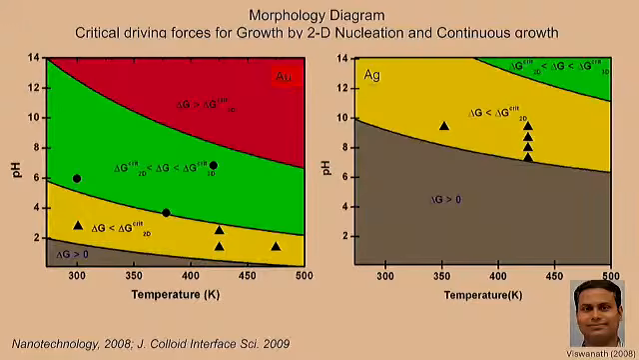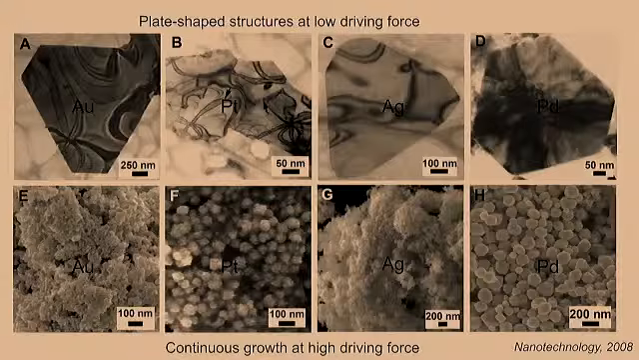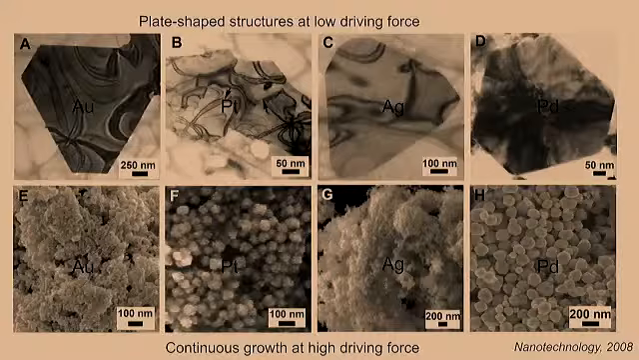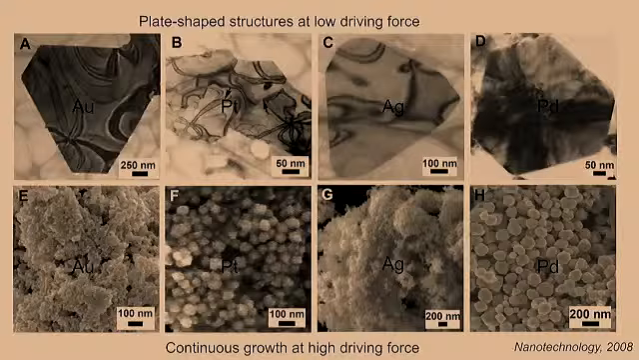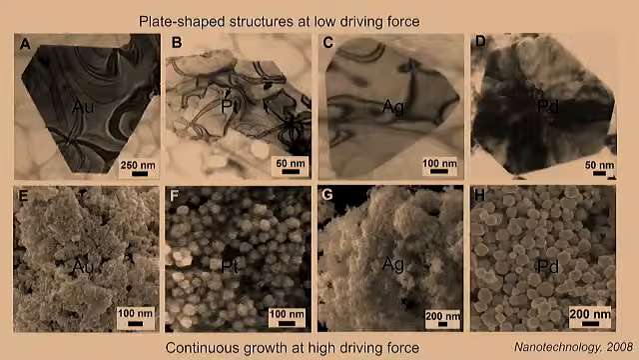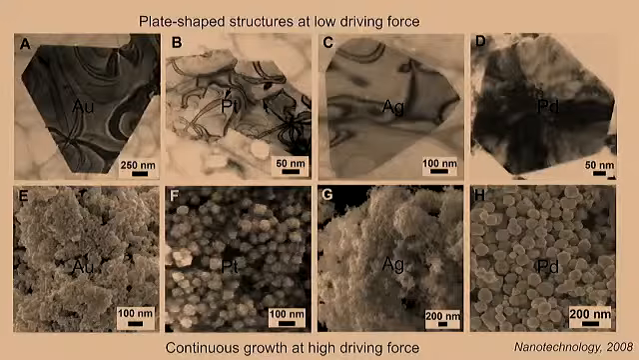And of course, silver is much less noble. It's much more difficult to reduce it using water. Therefore, the gray zone is much higher. And the experimental results: when things grow under low driving forces in the yellow regime that we talked about, we indeed get plate-shaped structures. And when you increase the driving force, it forms this more equiaxial three-dimensional growth. So it tells you that the driving force for crystal growth plays an important role in controlling the morphology of the crystal. So this I think was a very interesting result.